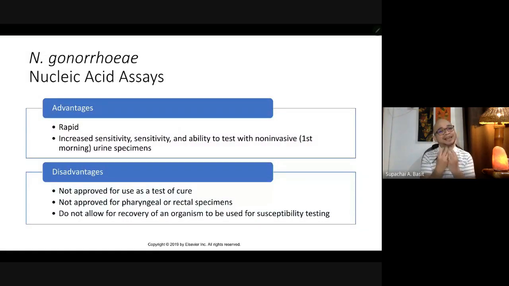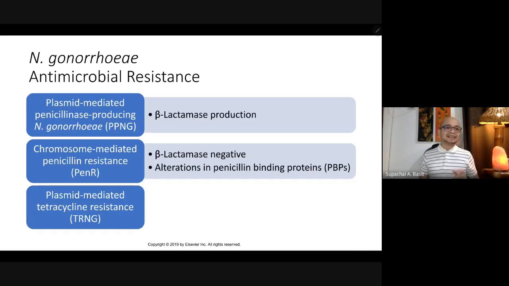Unlike when you culture it, we can also perform susceptibility testing, meaning we can check which antibiotics would be effective for the isolated colonies. So that's a disadvantage of nucleic acid assays. Because we want to know if the drugs that we are using would still be effective, because nowadays Neisseria gonorrhoeae has become a superbug, meaning it has become resistant to many antibiotics.